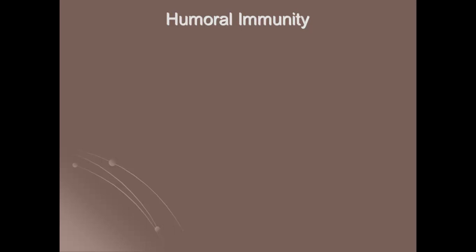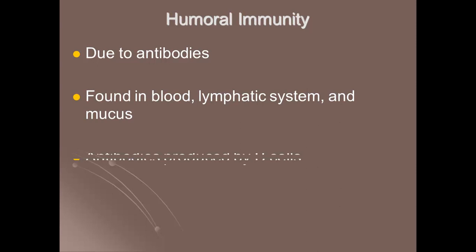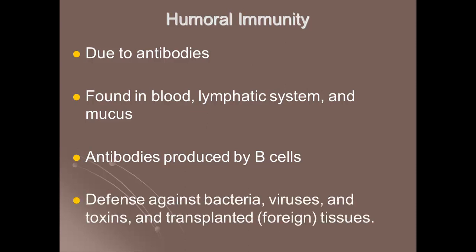Humoral immunity. Humoral immunity involves antibodies produced by B cells. So it's due to antibodies. It's found in the blood, lymphatic system, and mucus. It is our defense against antigens and pathogens in the body's fluids. So it's our defense against bacteria, viruses, toxins, and transplanted foreign tissues.